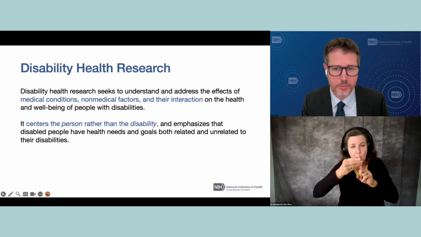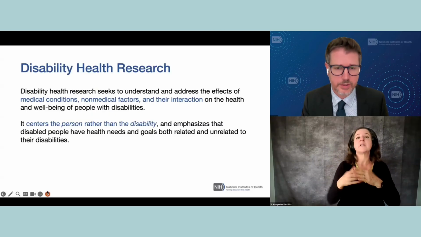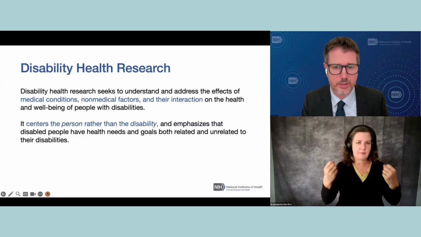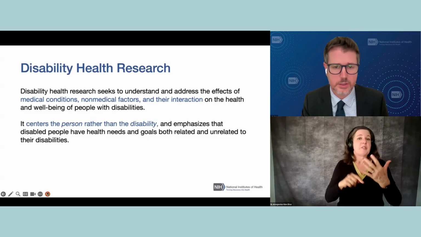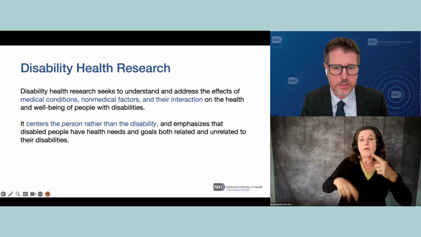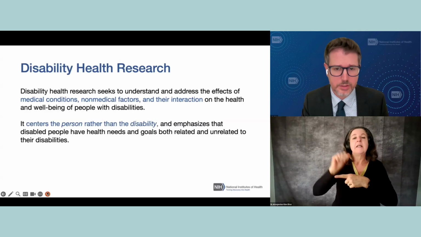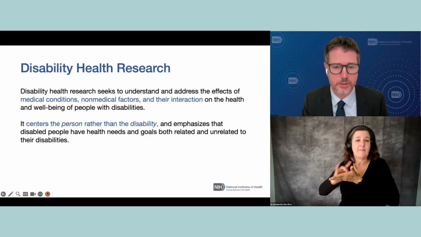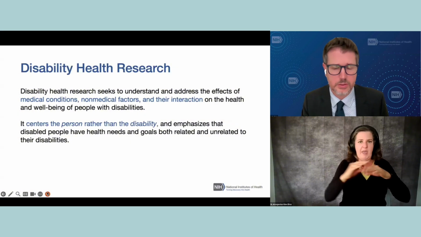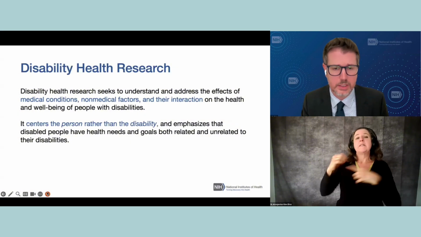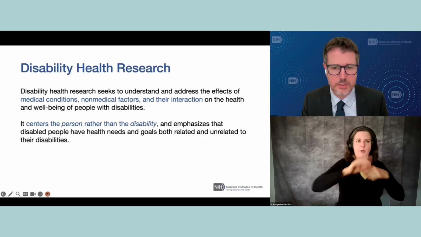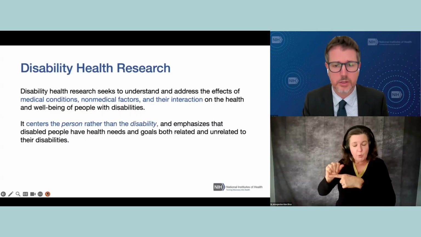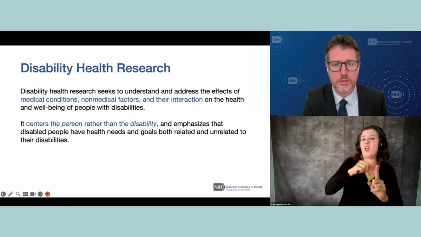Like all Americans, disabled people may experience a range of medical conditions that affect their health and well-being. They may also face non-medical factors that lead to poorer health outcomes, such as inaccessible healthcare facilities and equipment. Disability health research seeks to understand and address the effects of medical conditions, non-medical factors, and their interaction on the health and well-being of people with disabilities. Disability health research centers the person rather than disability. It emphasizes that disabled people have health needs and goals both related and unrelated to their disabilities, the latter of which have historically been overlooked. Next slide, please.